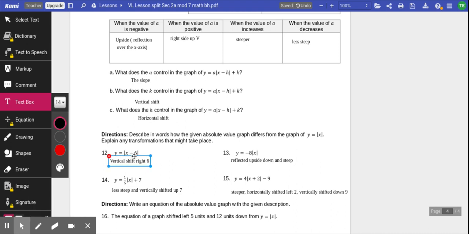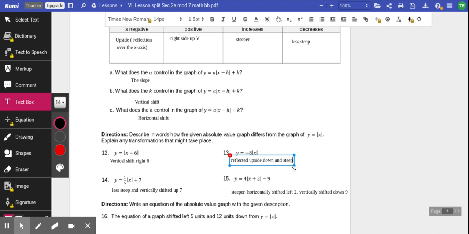All right, check your answers. Here, I saw a -6 inside, so I have to think, what makes this 0? What makes this 0 is +6, so it's getting moved to +6. So it's a horizontal shift, right 6. Over here, this -8 on the outside is controlling the slope. The negative is going to flip it upside down, and the 8 is going to make it steeper. Okay, over here, the 1/5 is going to make it less steep because it's controlling the slope. The +7 is going to shift everything up 7, so vertically shifted up 7.